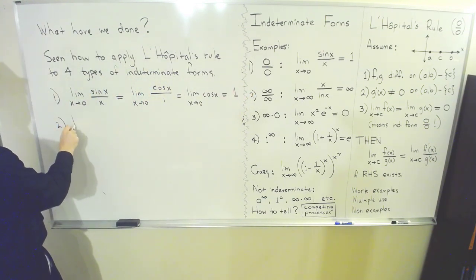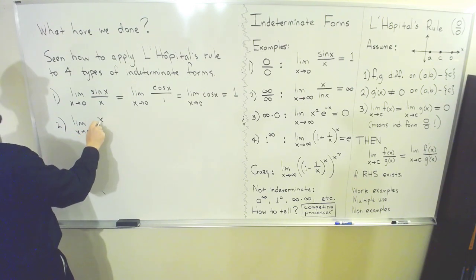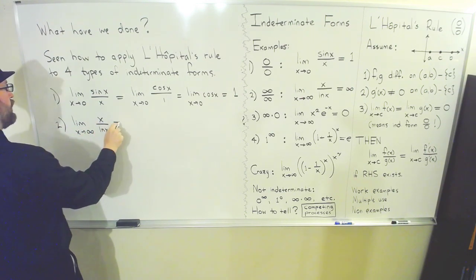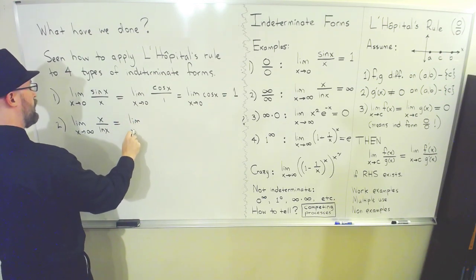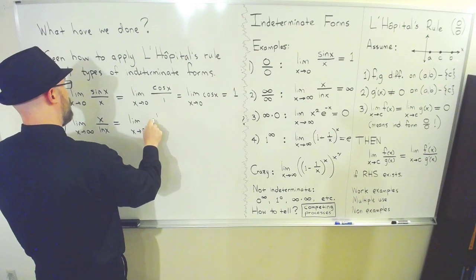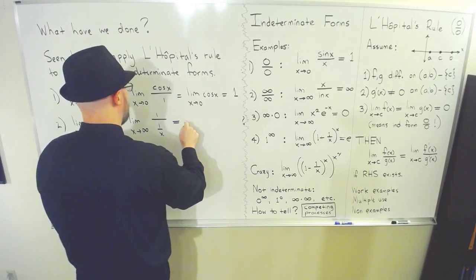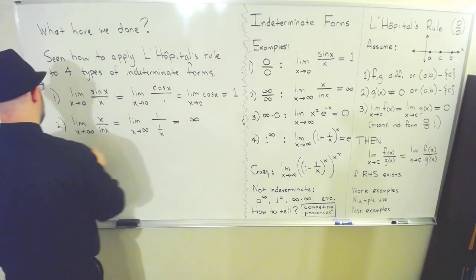Number 2, I would say the limit as x goes to infinity of x over ln x equals the limit as x goes to infinity of 1 over 1/x, which equals infinity. So that was 2.